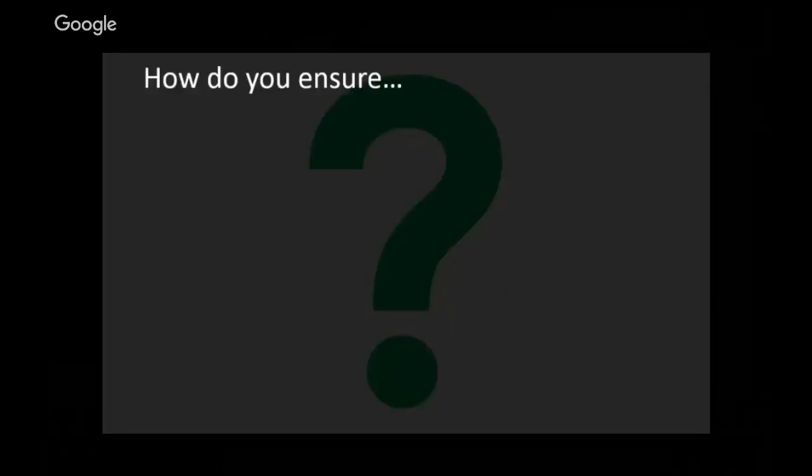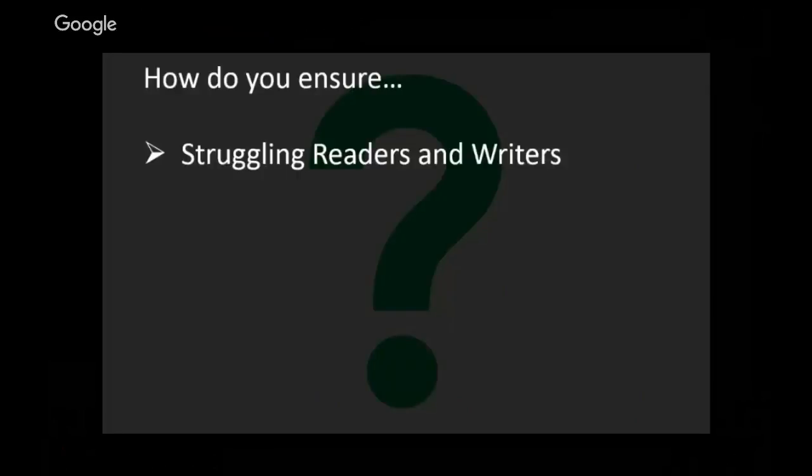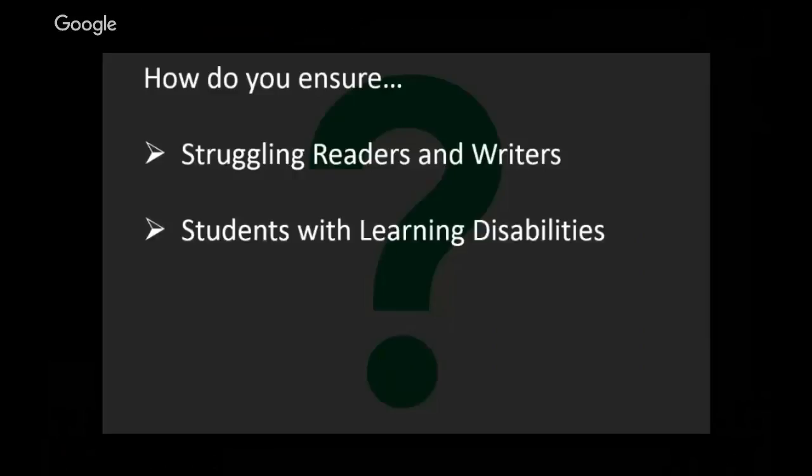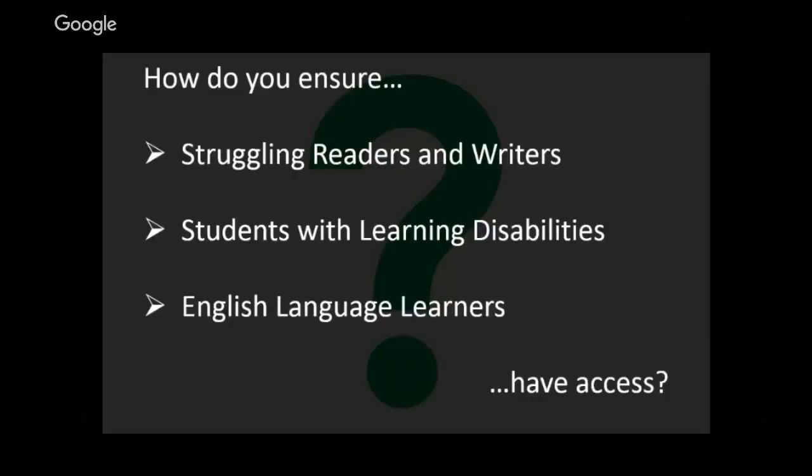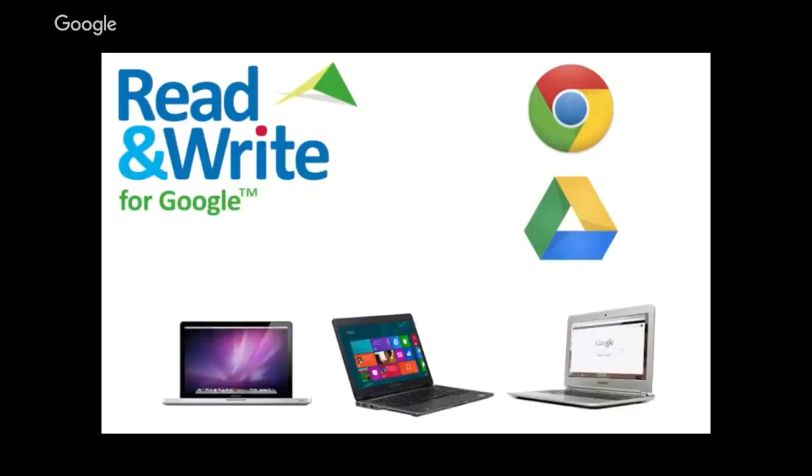But what about accessibility? For example, how do you ensure that all of your students, especially struggling readers and writers, those with learning disabilities such as dyslexia, or English language learners, have the supports that they need to access the same content as their peers? Read and Write for Google is the answer. Read and Write for Google integrates with the web and Google Drive. It offers access to Google Docs, PDFs, EPUBs, and more on Macs, PCs, and Chromebooks.